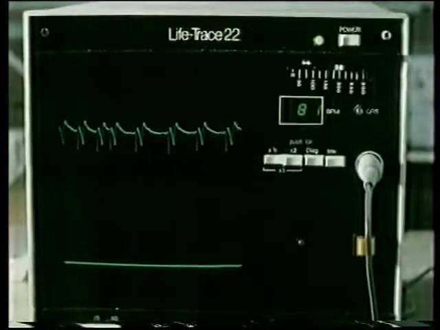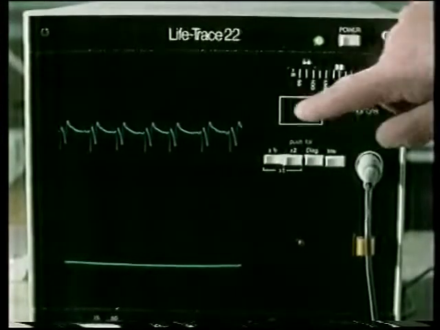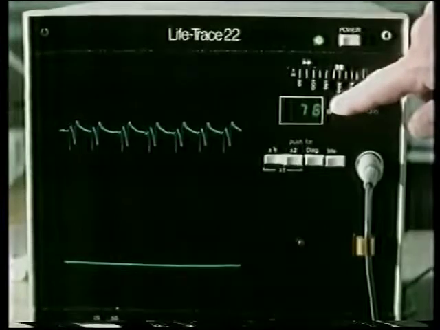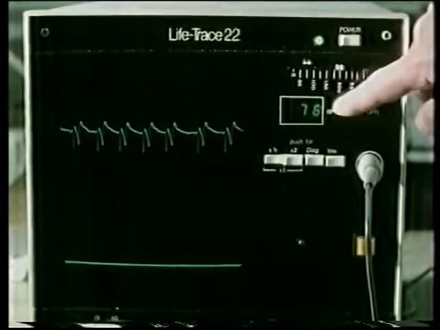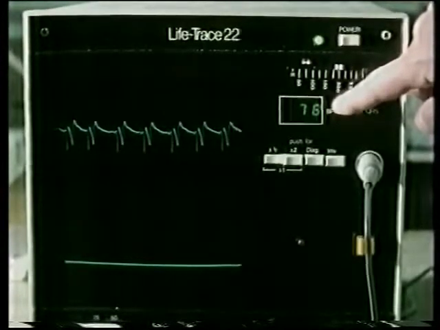In order that the nurses may not have to keep looking at this display, we have an arrangement whereby the rate in beats per minute is derived electrically from this signal and displayed digitally here.